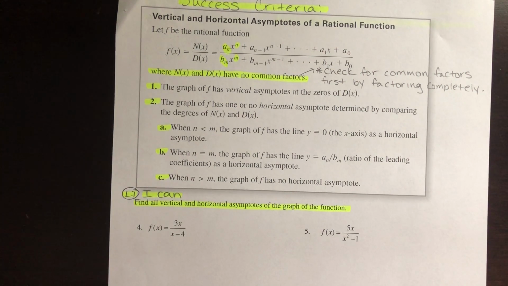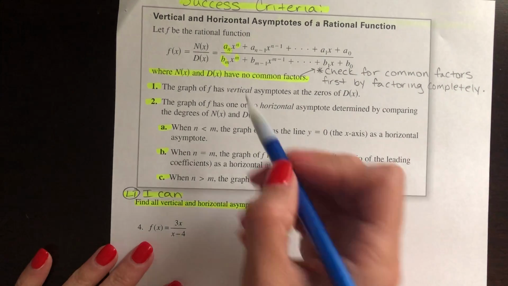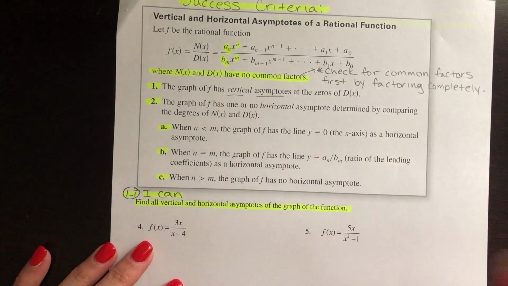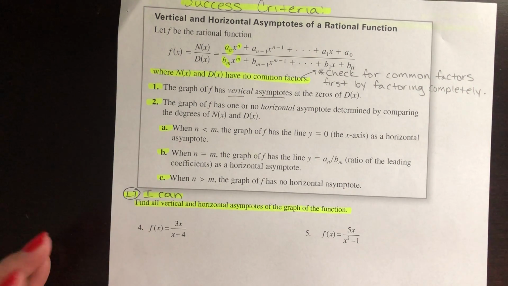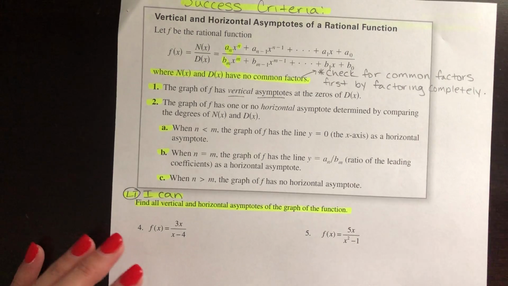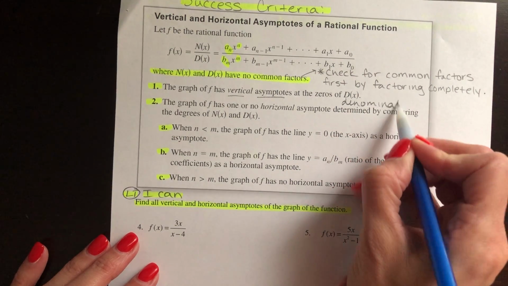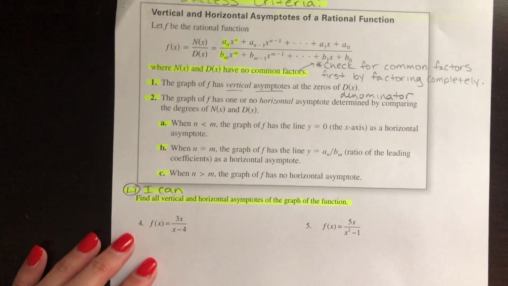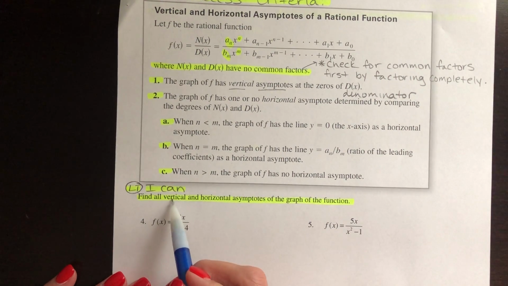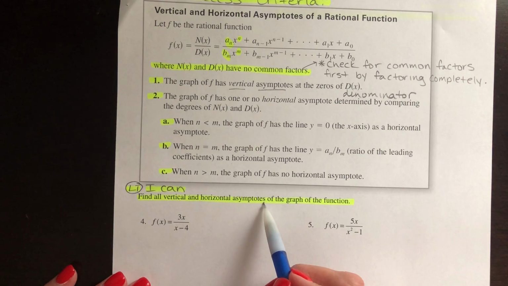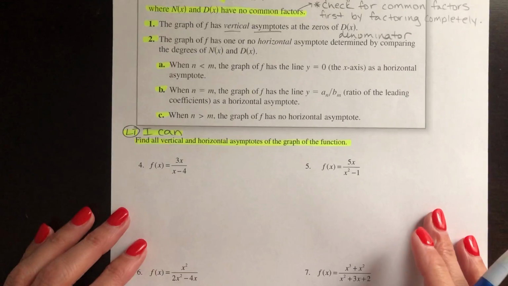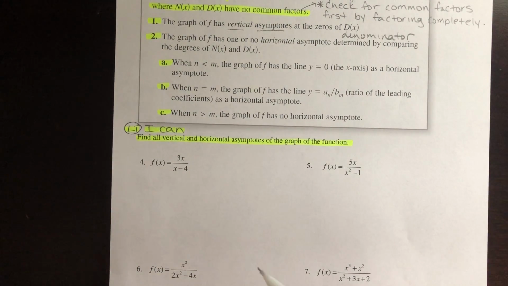So let's look at what the success criteria says. Let's talk about vertical asymptotes first. Vertical asymptotes are simply the zeros of the denominator. Zeros of the denominator. So let's look at number 4 here. I can find all vertical and horizontal asymptotes of the function. And let's find the vertical.